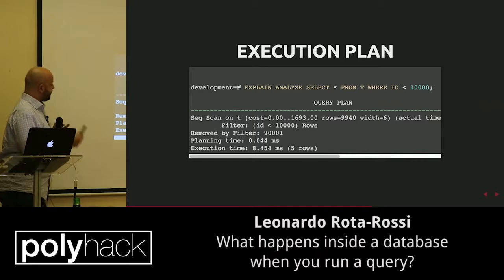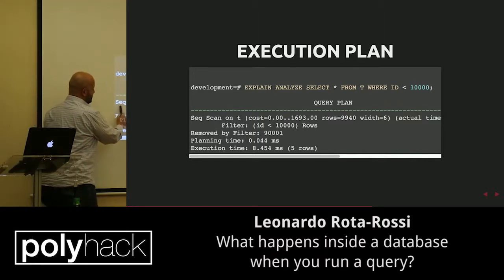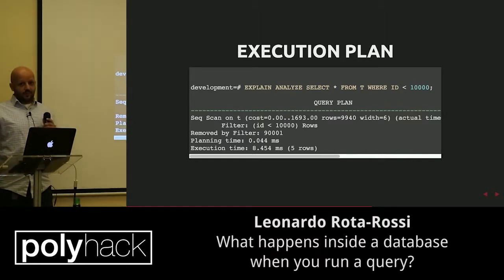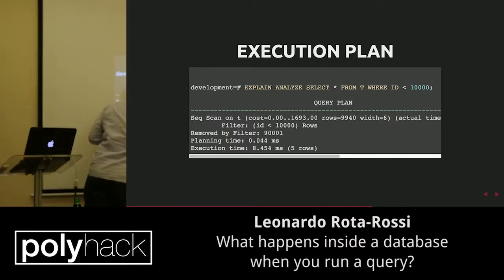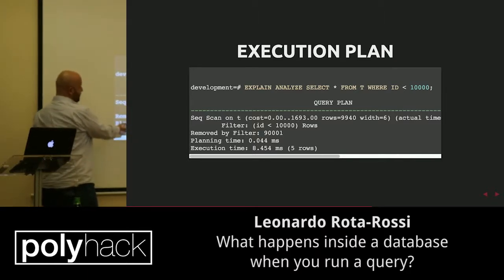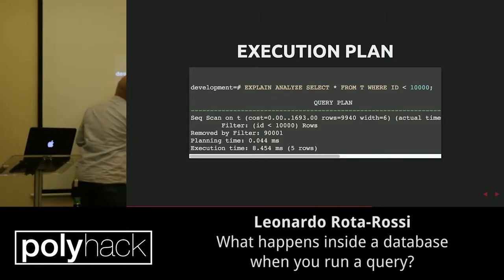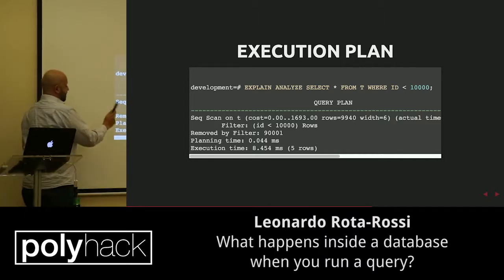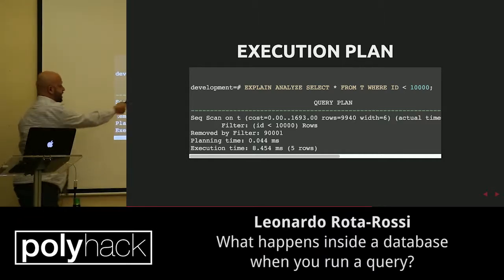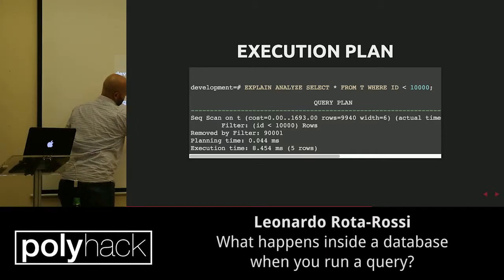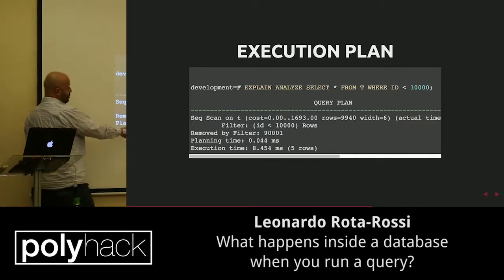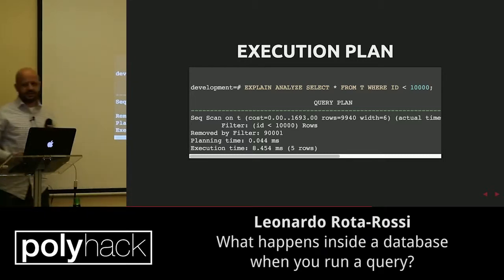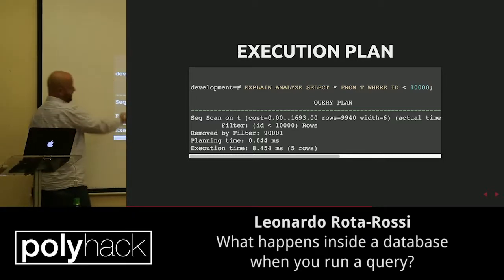So what happened? I have a seq scan. That means I'm reading the entire table and filtering rows, so rows removed by filter: 90,001 rows. The planning time to generate this plan was 44 microseconds, I don't know how to say this, but the execution time was around 8 milliseconds. These 5 rows is just the number of rows in this plan.